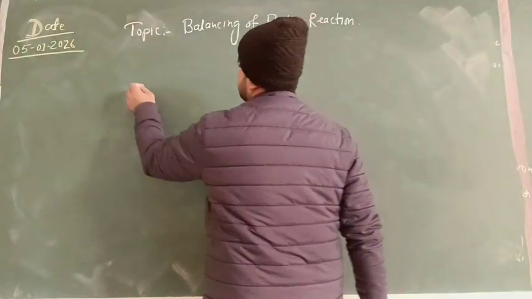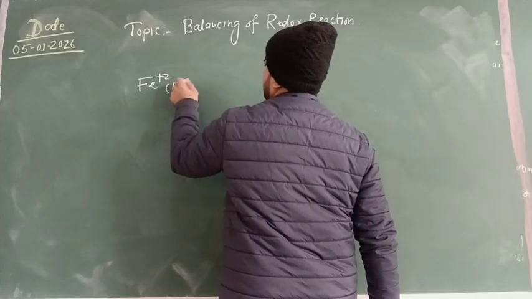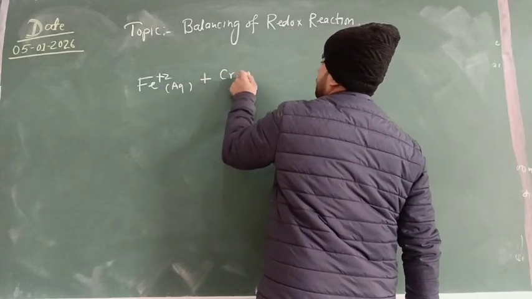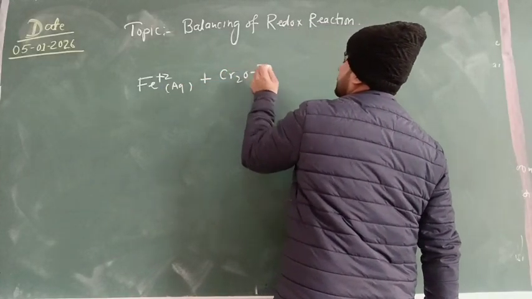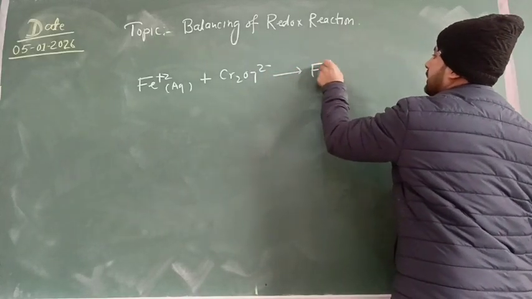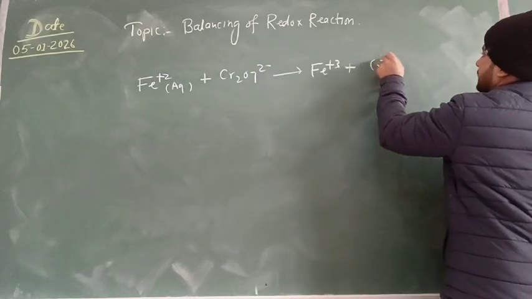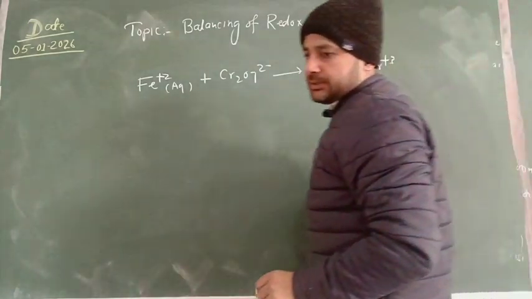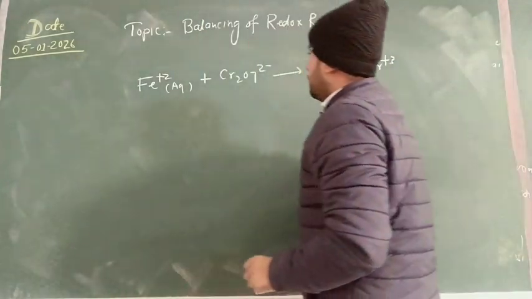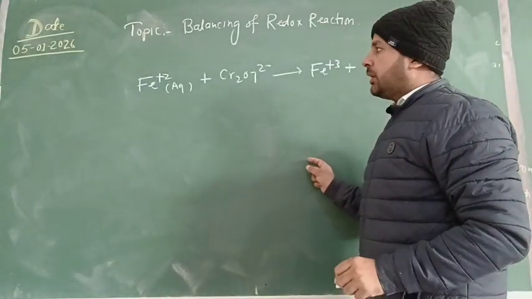Fe2+ in aqueous form plus Cr2O7 2- gives Fe3+ and Cr3+. Okay, this is the question. So we will understand with this one example how we can balance a redox reaction.